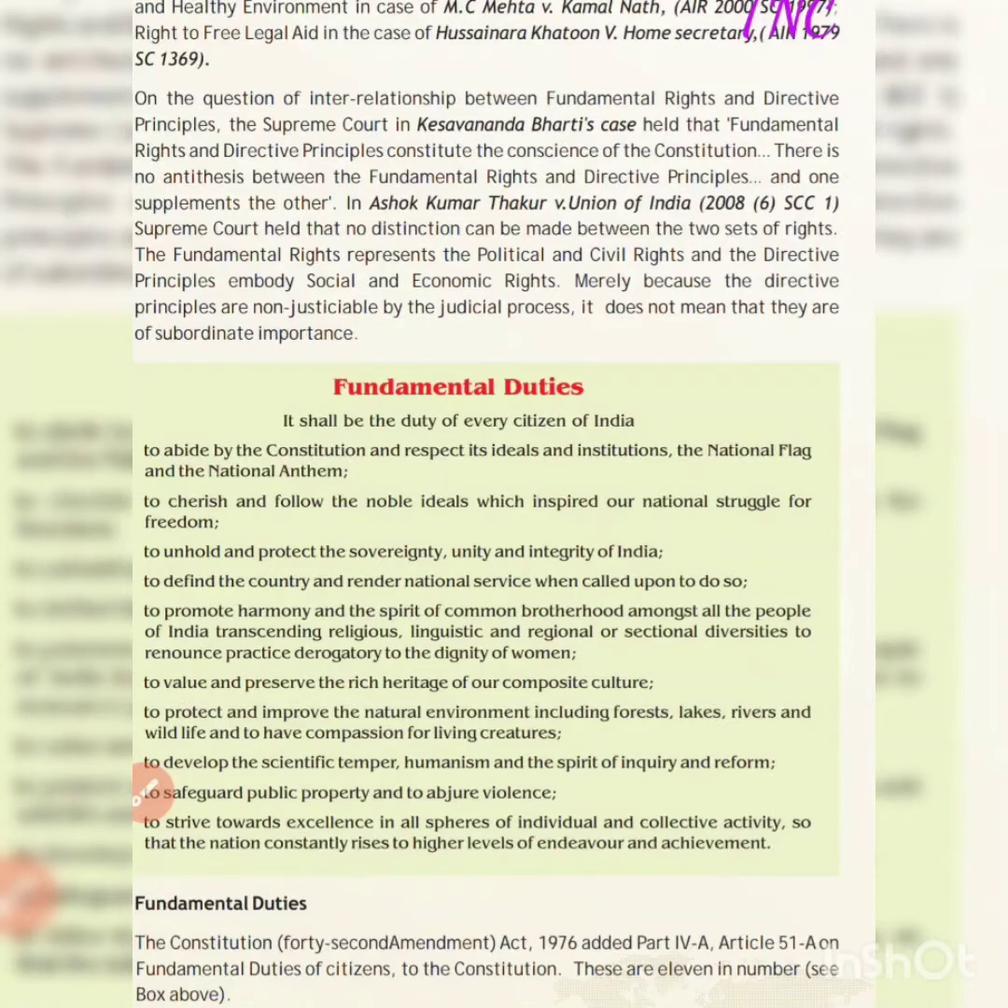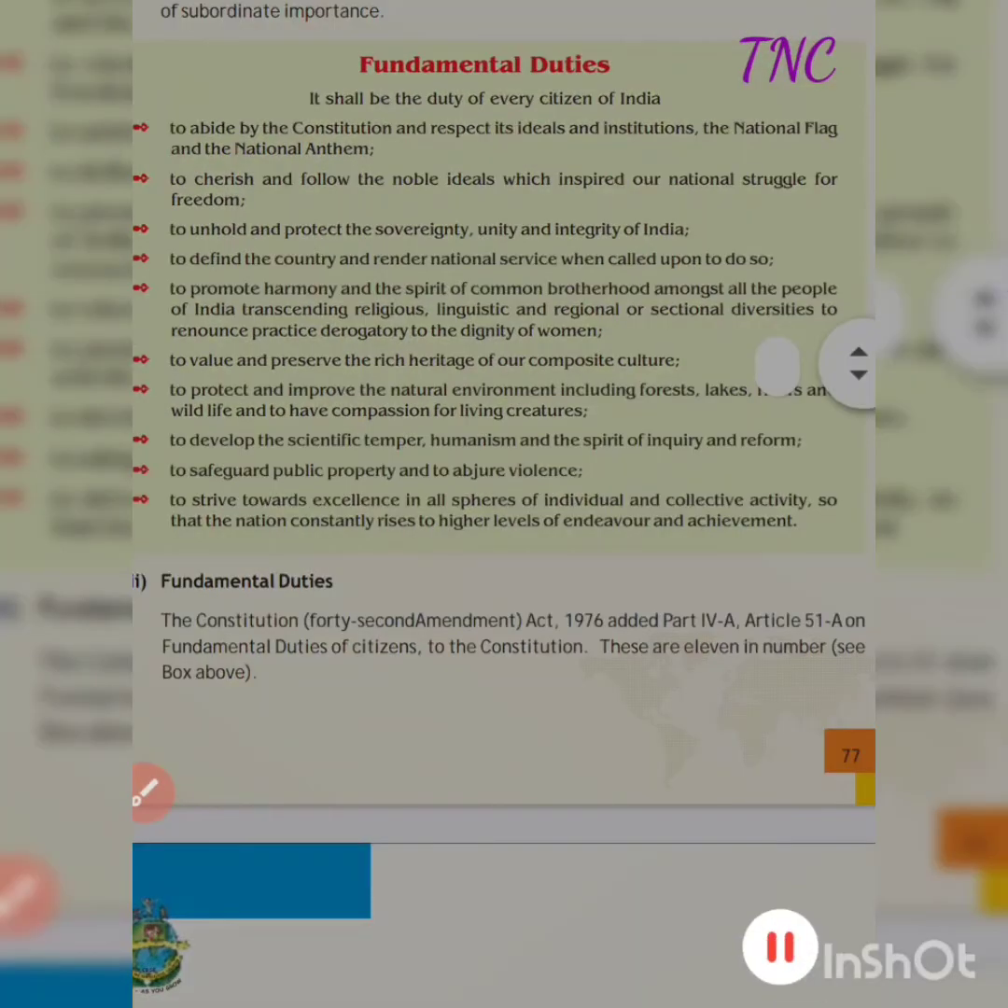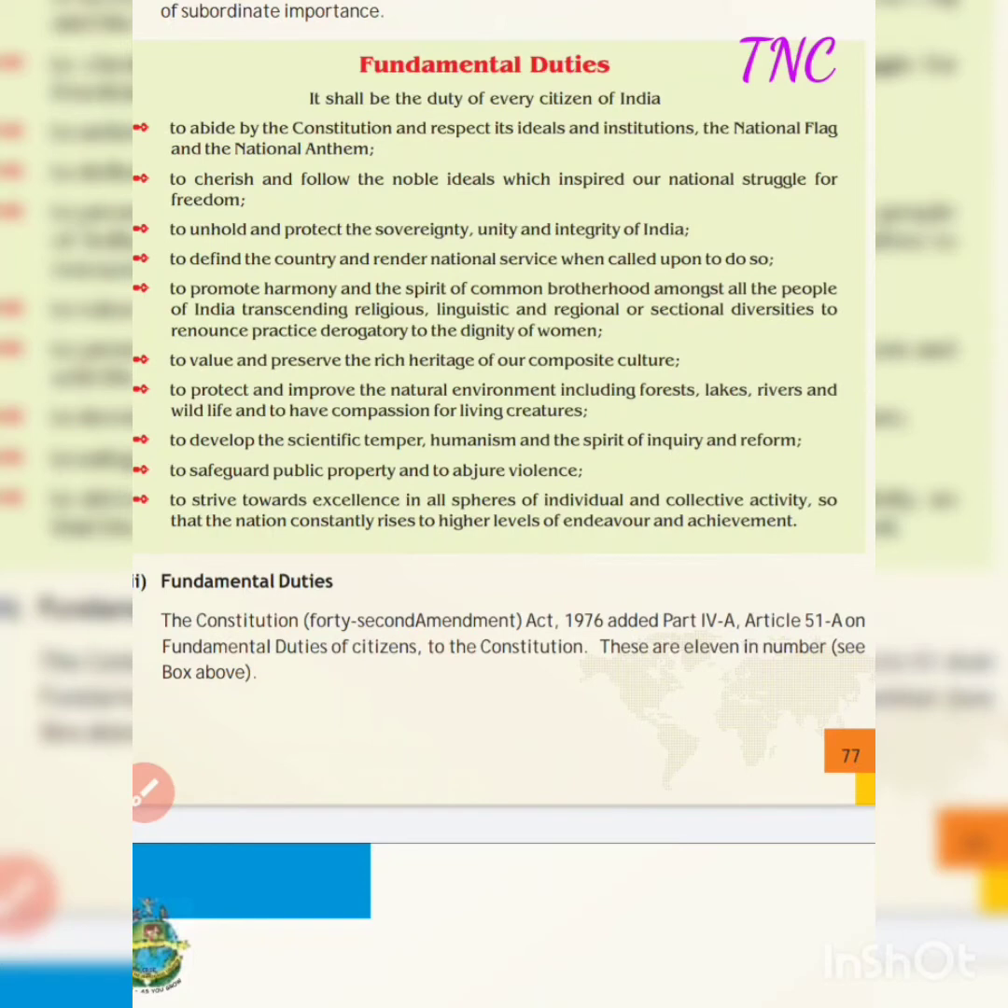DPSP. Merely because DPSPs are non-justiciable by judicial process means they cannot be enforced in the courts. It doesn't mean that they are of subordinate importance, just that they cannot be enforceable in the court. इसका मतलब ये नहीं कि उनकी importance कम है इसलिए वो कोर्ट में नहीं ले जा सकते.